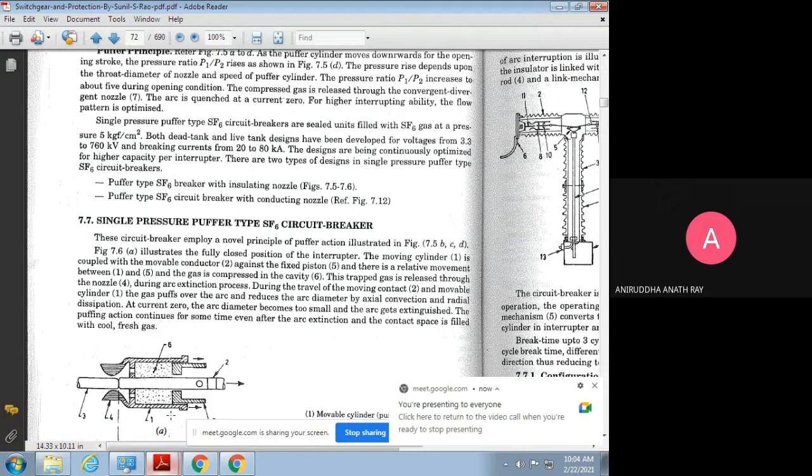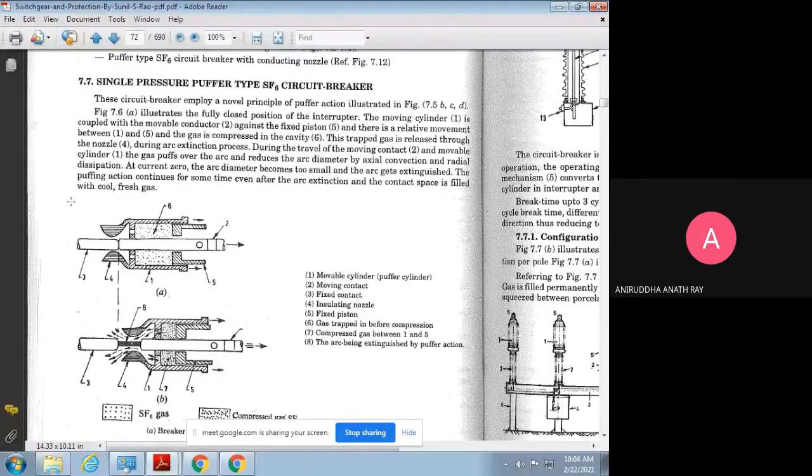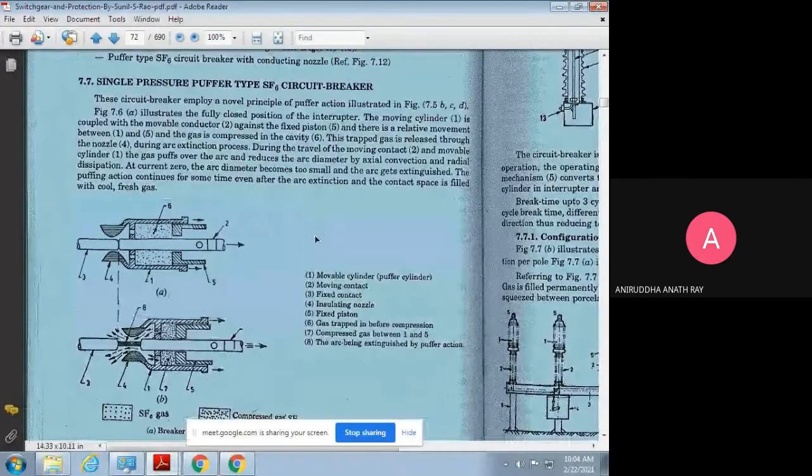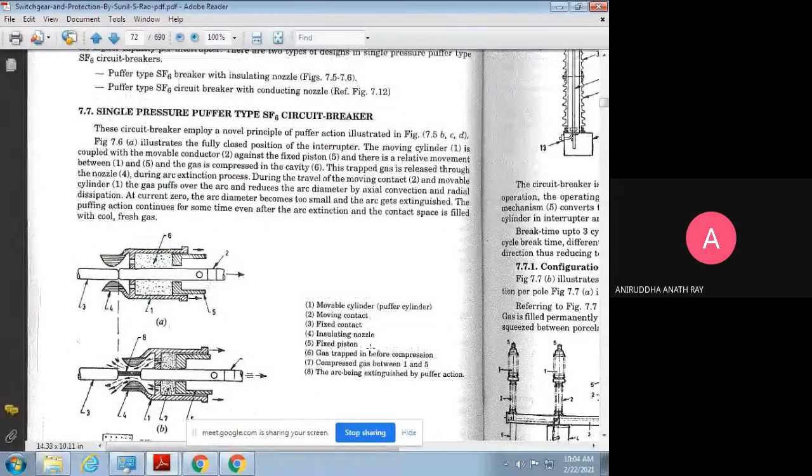As you know, single pressure puffer type SF6 circuit breakers are one of the most commonly used circuit breakers. This is the diagram of the single pressure puffer type circuit breaker, where the components are already marked. Now, this figure shows the fully closed position.